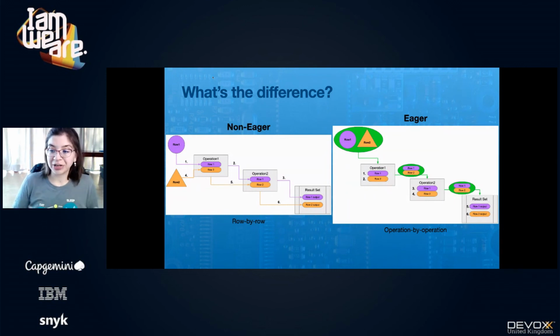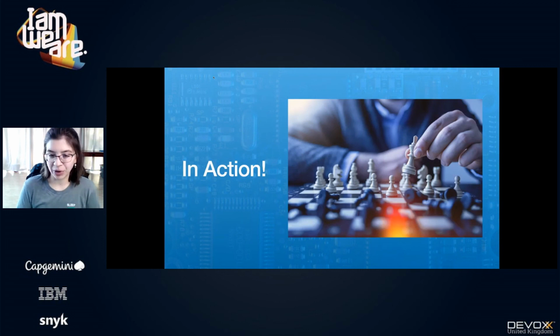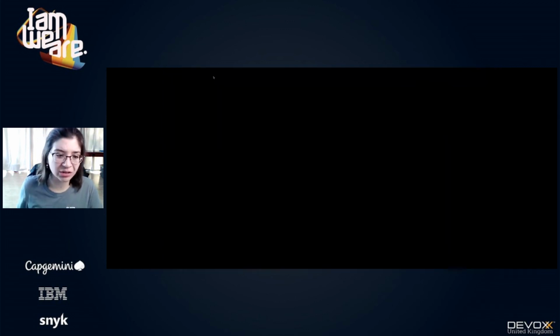So it's an operation by operation approach rather than row by row. Does this really matter? Well, if you don't have a lot of memory or heap, and you're dealing with a really large data set, think thousands, millions of rows, again, trying to push all of your chess pieces down the board, or all of your rows of data down through the query at once, can be very tricky when you're dealing with a lot of data. And if you're really concerned about query performance, eager might be something that you can optimize or help with. So let's take a quick look at this.